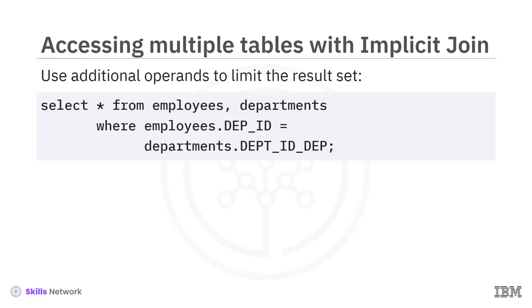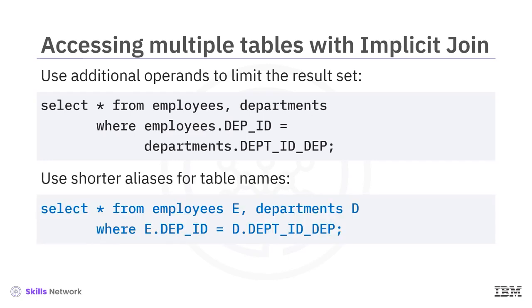Since the table names can sometimes be long, we can use shorter aliases for table names as shown here. Select star from employees E, departments D where E.department ID equals D.department ID. Here we define the alias E for the employees table and D for the departments table, and then use these aliases in the where clause.